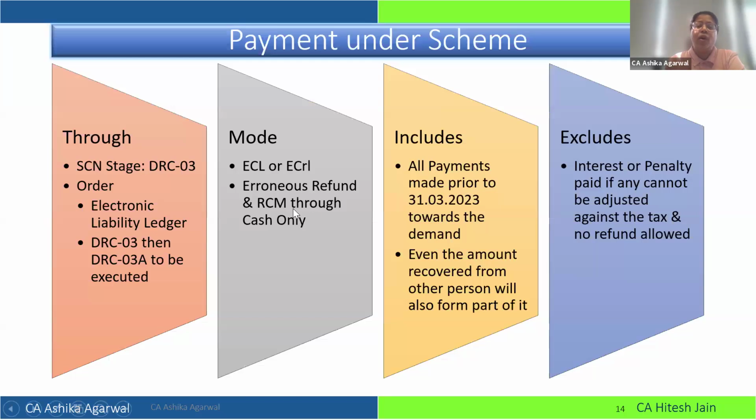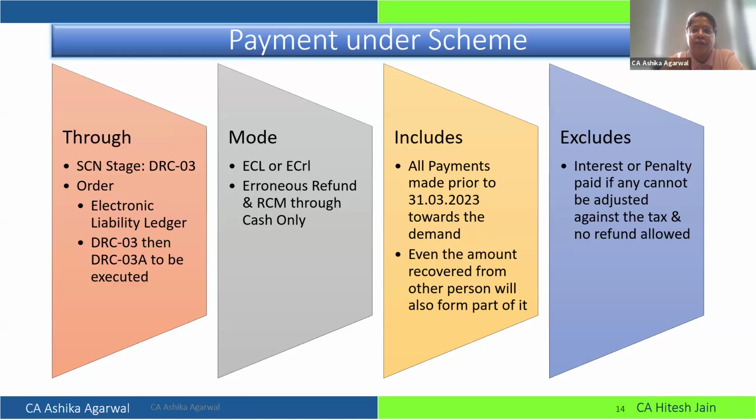It is when an order is uploaded on the GST portal. But if it is a show cause notice, you have to do it through DRC. Now, the mode I have already discussed: cash and credit both are allowed. However, there is an exception. I can't use my cash ledger in two instances where it is an RCM liability. Even now they don't allow it.